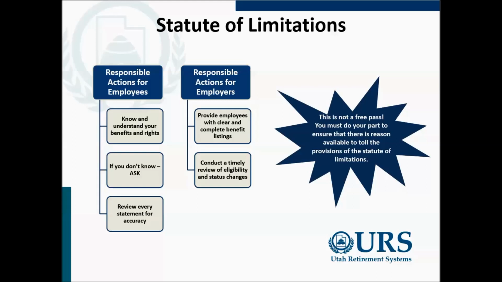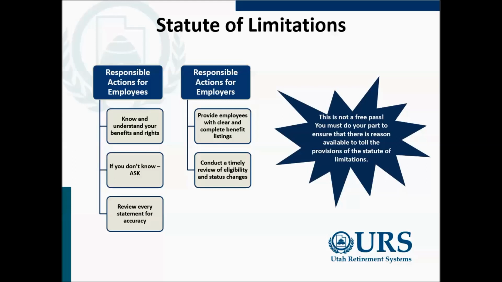Now, responsible actions for the employee: know and understand your benefits and your rights. If you're getting your statement in the mail and you notice that you're missing service, don't wait 30 years to let somebody know about that. If you don't know, they need to ask. Review your statements for accuracy and let the retirement office know if you find a discrepancy.